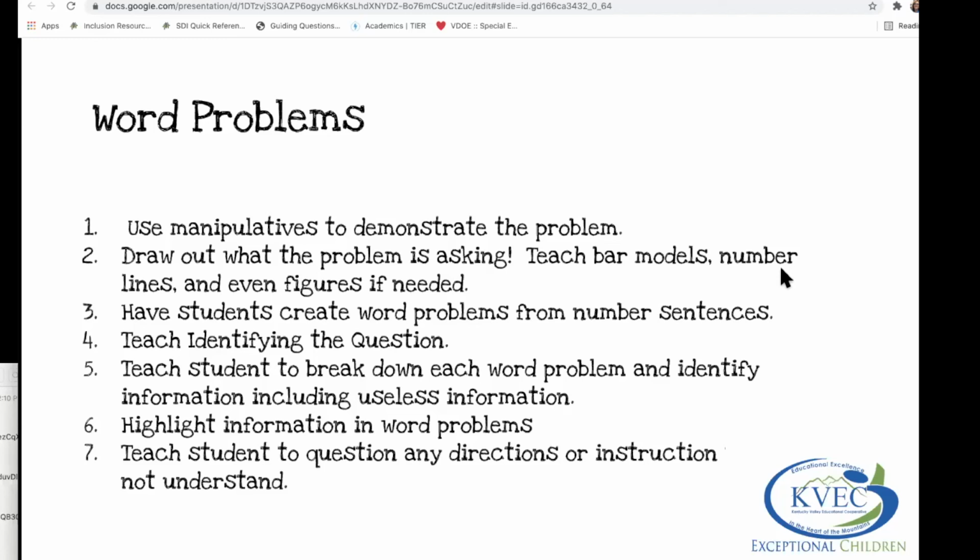Now, of course, teach the students to question any directions or instructions that they don't understand. That's huge for our kids because sometimes they just don't know, and they'll say, "I don't know." Well, where do we start? What part do you want to look at again? What part do you know already?